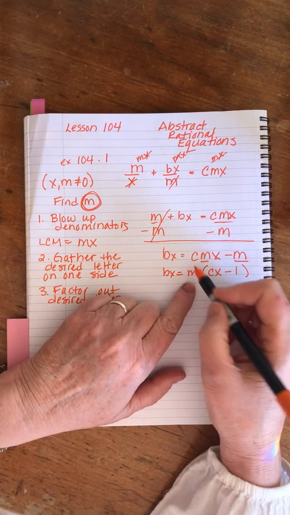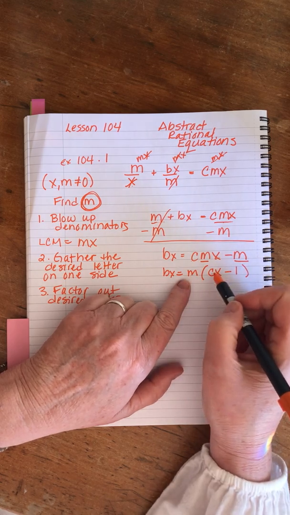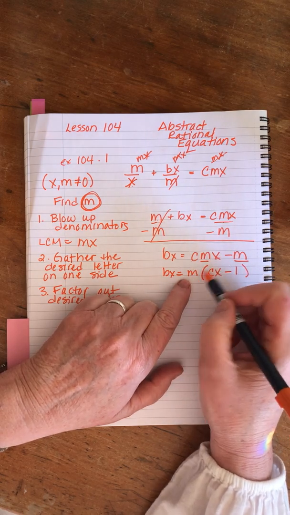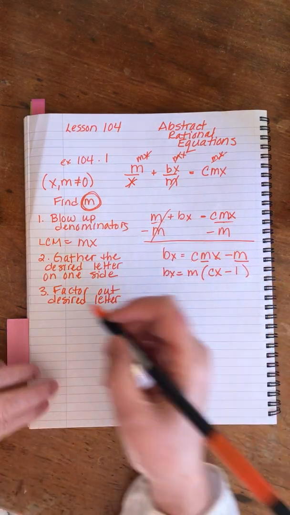And the way you can test that is, let's see if we can distribute back and get what the original thing is. M times CX would be CMX. M times 1 would be M. It works. All right, we're almost done.